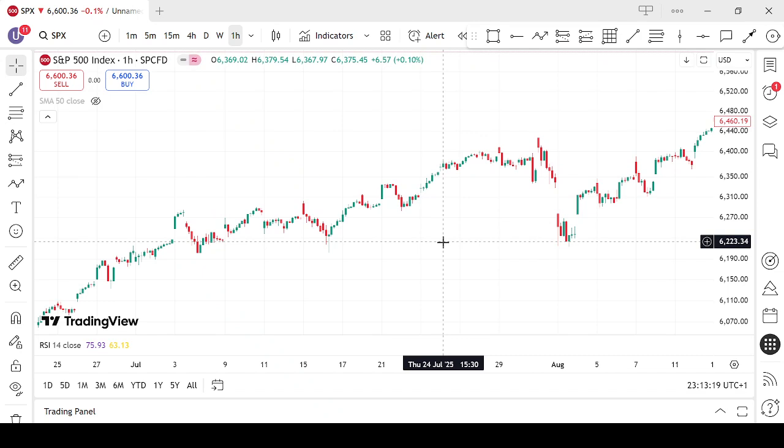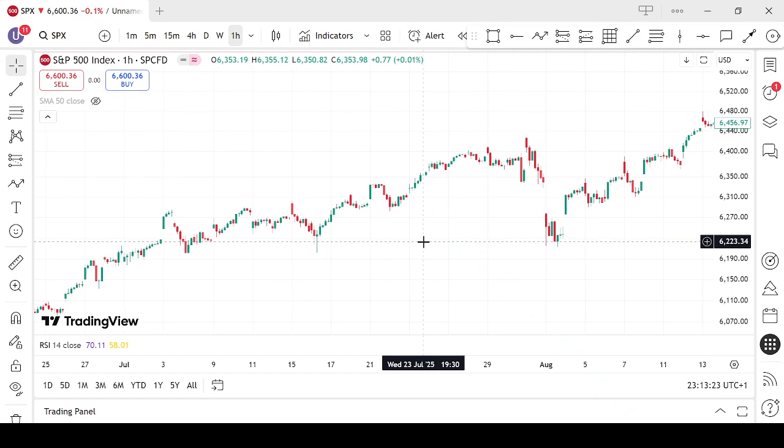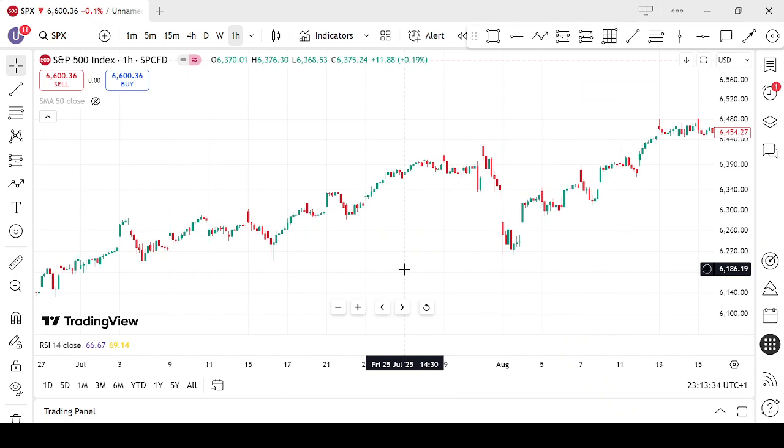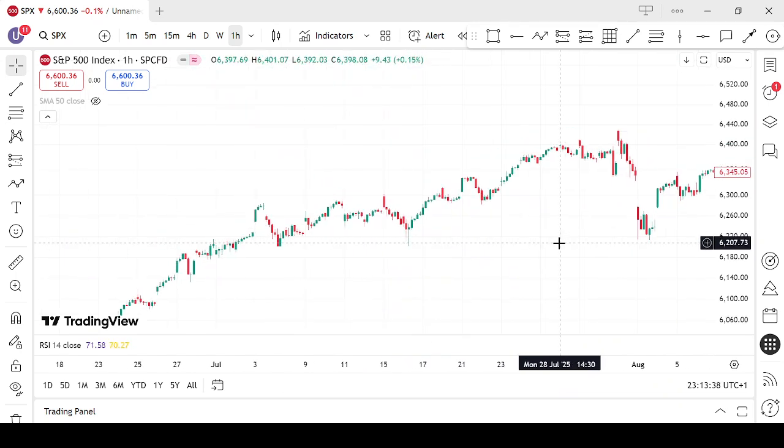CFDs cover a wide range of markets including shares, forex pairs, commodities like gold and oil, and major indices like the S&P 500. You do not need to buy the actual assets or worry about physical delivery. Instead, your profit or loss depends on the price difference.